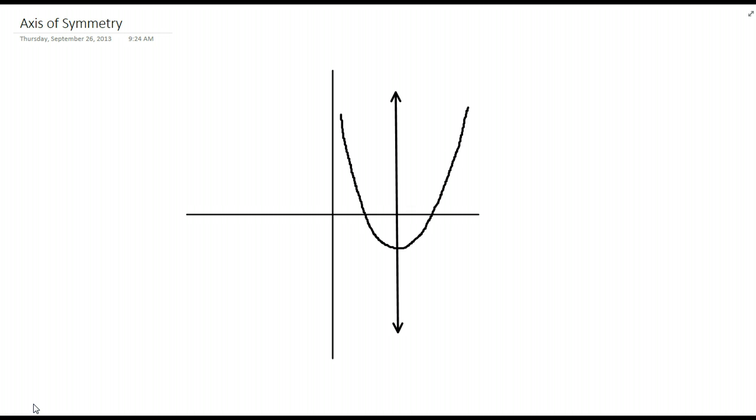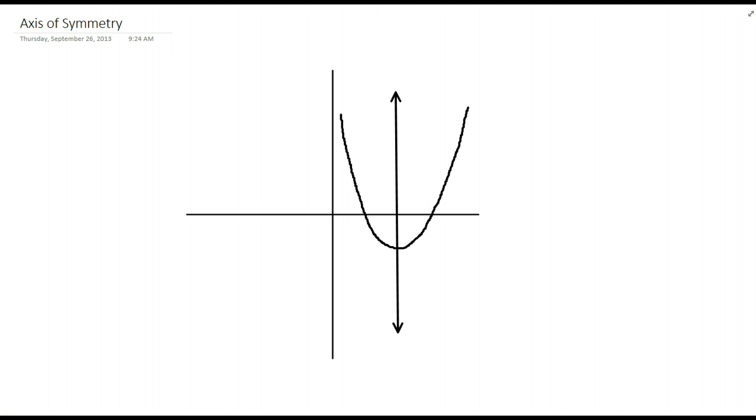So if we have a parabola and we draw a line down the middle and we can fold it in half, then from that axis of symmetry, a perpendicular line that goes through it will be the same distance from the parabola to the axis of symmetry on either side. So that is the axis of symmetry.